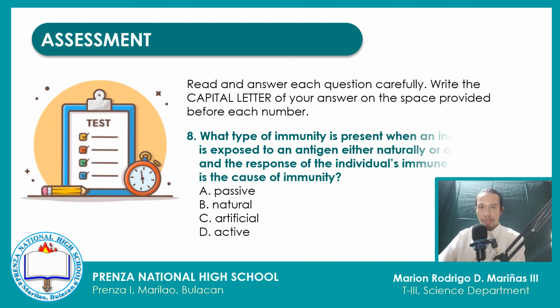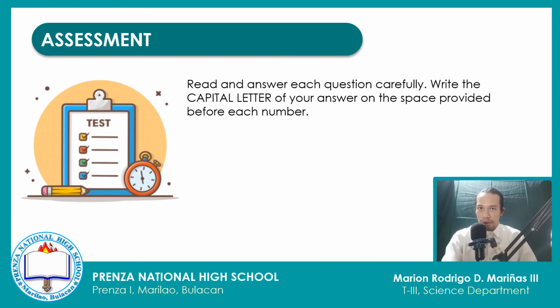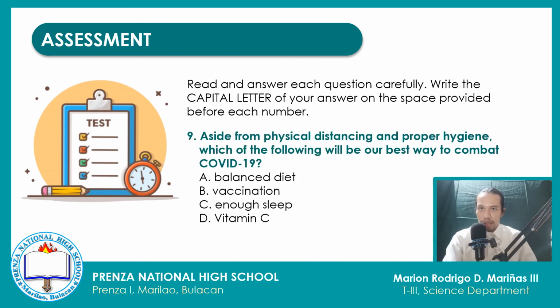Question number 8. What type of immunity is present when an individual is exposed to an antigen either naturally or artificially, and the response of the individual's immune system is the cause of immunity? The choices are A. Passive, B. Natural, C. Artificial, and D. Active.